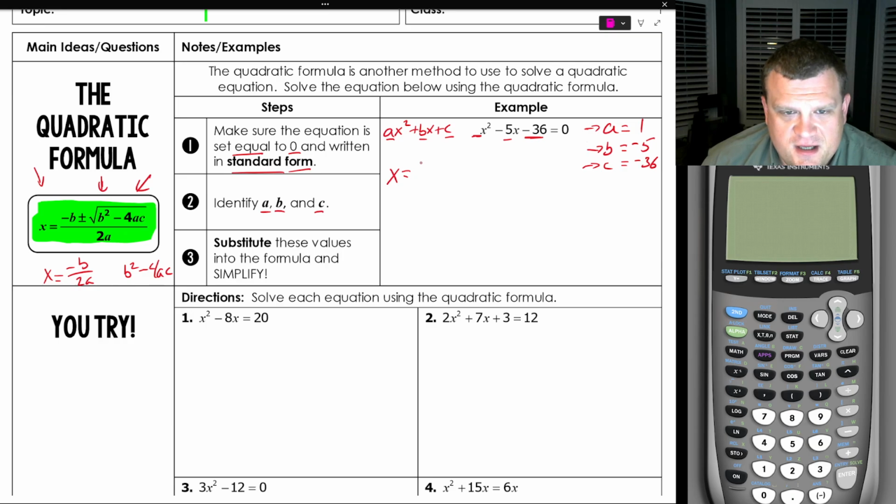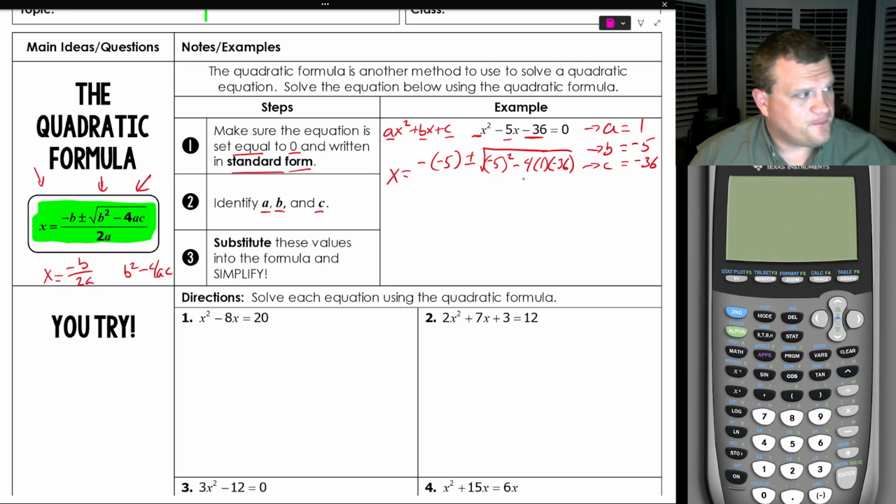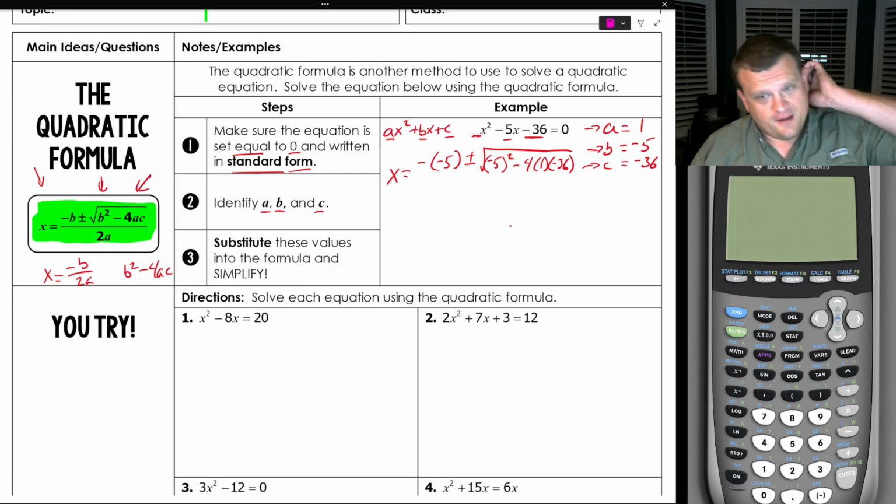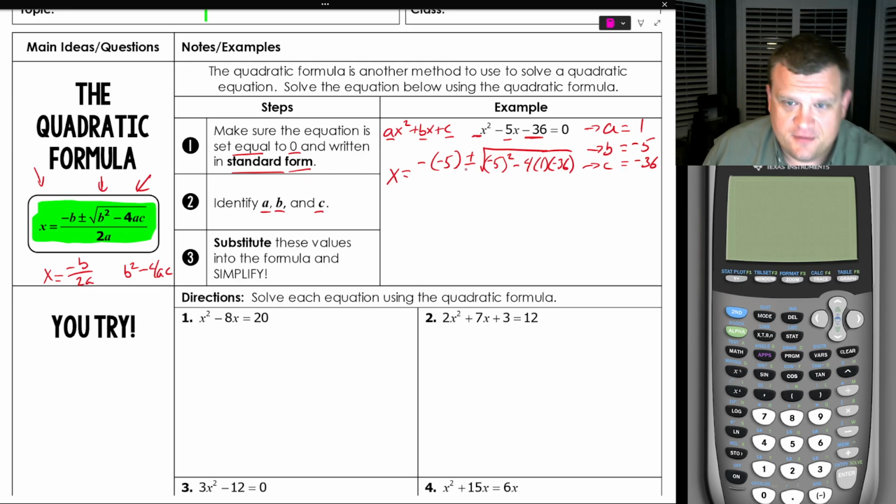X equals negative times B. Well, B is -5, plus or minus the square root of -5, I need to save room, squared, minus 4 times A is 1 and C is -36. Okay, there you go. All right, that is the top, all right? And then we go over 2 times A, so 2 times my A value is 1.